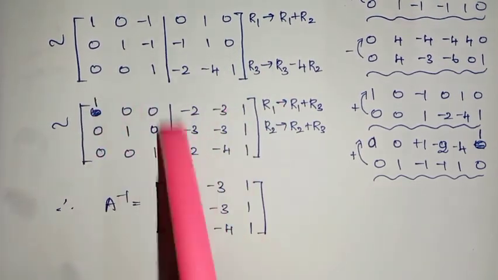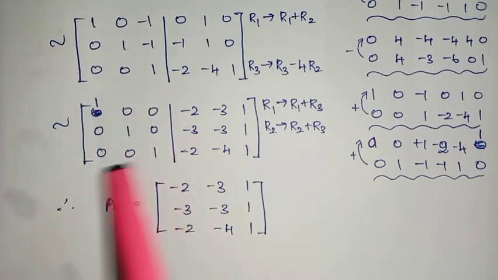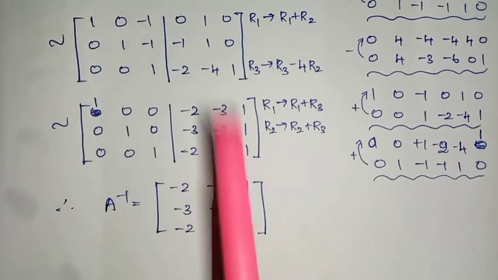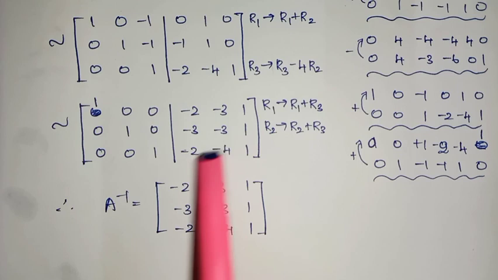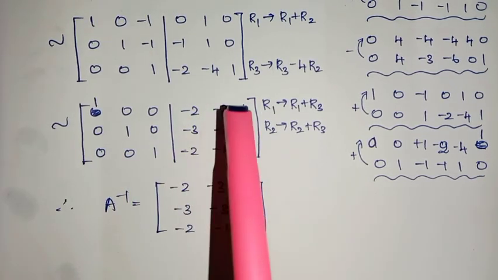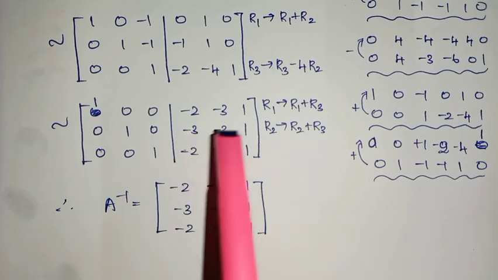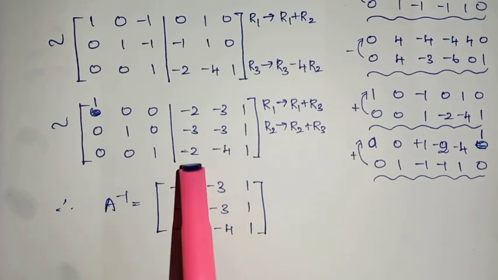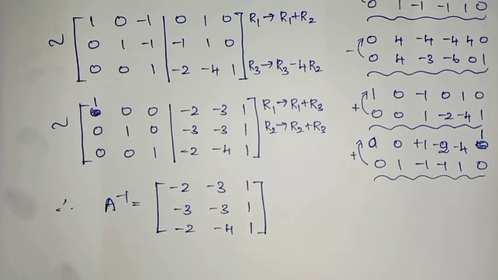Now you have got here an identity matrix, that is a unit matrix. On the right hand side you have got some values, which is A inverse. Therefore A inverse is minus 2, minus 3, 1, minus 3, minus 3, 1, minus 2, minus 4, 1. That's all. Thank you.